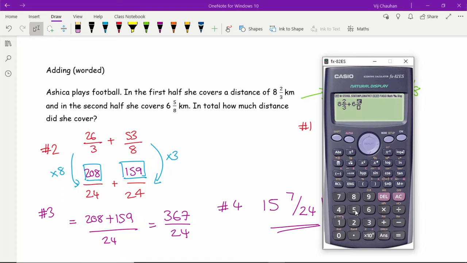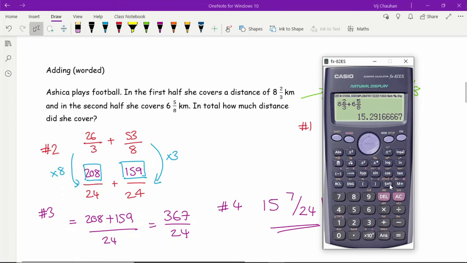So let's scroll across, 5 and 8, and press equals, and again you can see that it's come up with 367 over 24. Now as you can see, that's not given to me as a mixed number, even though you can clearly see that it's an improper fraction. So what I can then do to convert that, if you press shift and then press the SD button, you can see that it converts it.